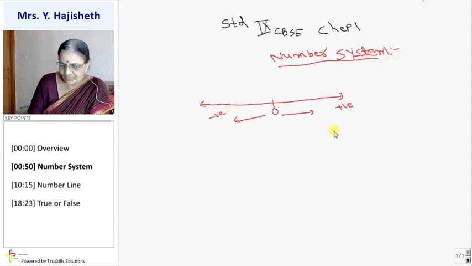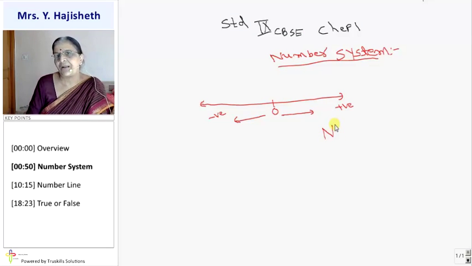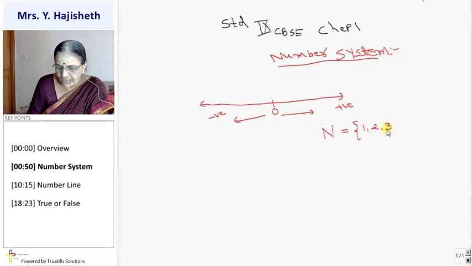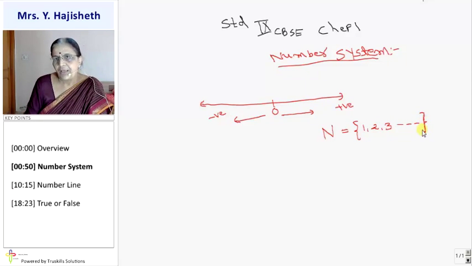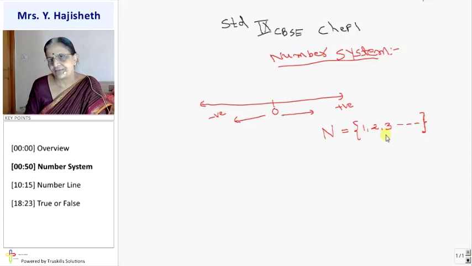Now we start our number system with the collection of natural numbers, and the collection of natural numbers is denoted by symbol N. And N is a collection of natural numbers, and natural numbers start from 1, 1, 2, 3, and there is no end. There are infinite natural numbers. 1, 2, 3, then we put dots, which means the pattern continues.